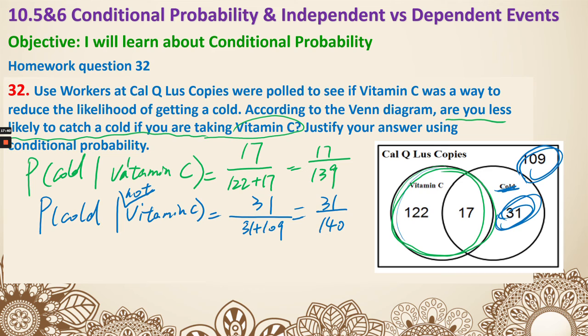If you compare these two numbers, you can clearly see 17 out of 139 is less than 31 out of 140, which means, yes, it is less likely to catch a cold if you are taking vitamin C. That is everything for 10.5 and 10.6. Thank you.